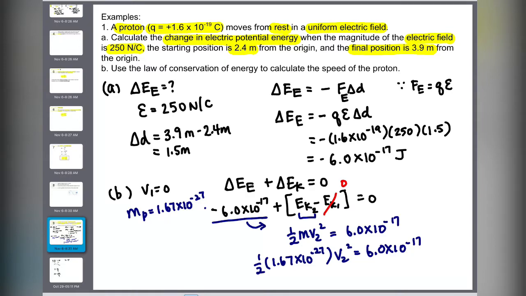So solve this. Negative 27, take the root. 6 to the negative 17 times 2 divided by 1.67 exp negative 27, equal, take the square root. So the final speed that I got, the acceleration through the field, is going to equal 2.7 times 10 to the 5 meters per second.